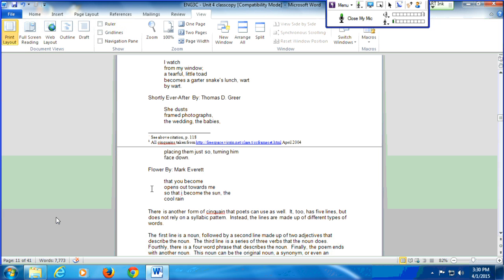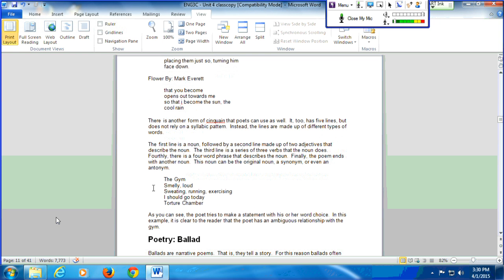That one's not quite a cinquain. It's missing the first little bit, but it's in the same style. Now, there is another form of cinquain that poets can use as well. It too has 5 lines, but doesn't rely on a syllabic pattern. Instead, the lines are made up of different types of words.